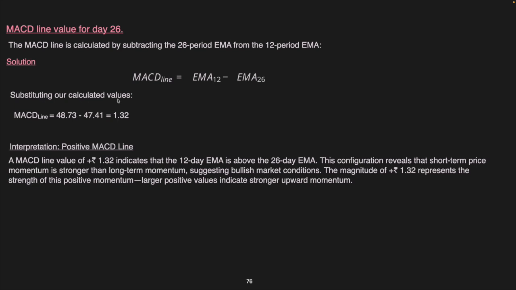So substituting our calculated values, what are you going to get? 48.73 minus 47.41 is equal to 1.2. See, this is the MACD value on the day on which the stock closed at rupees 50.